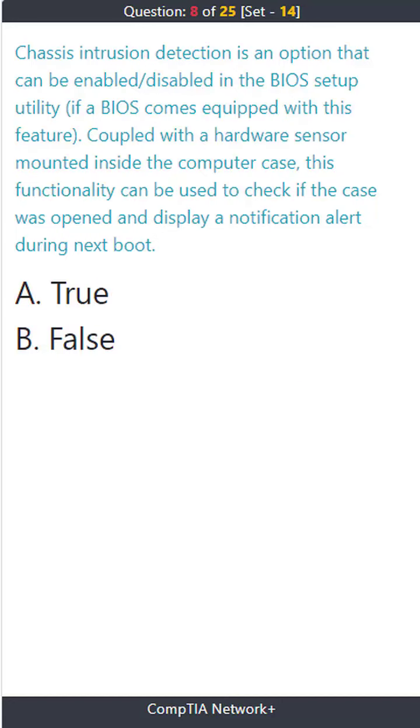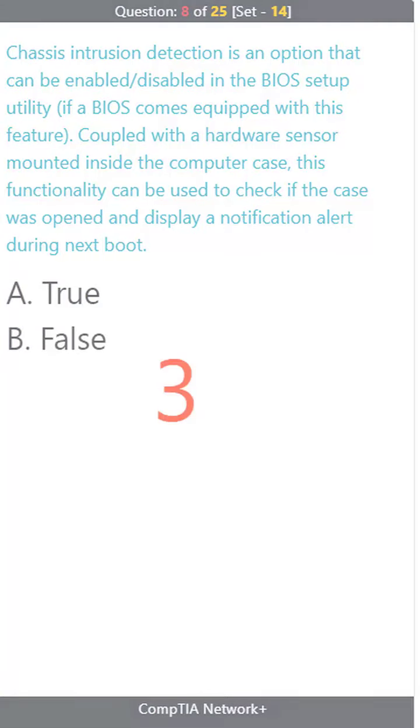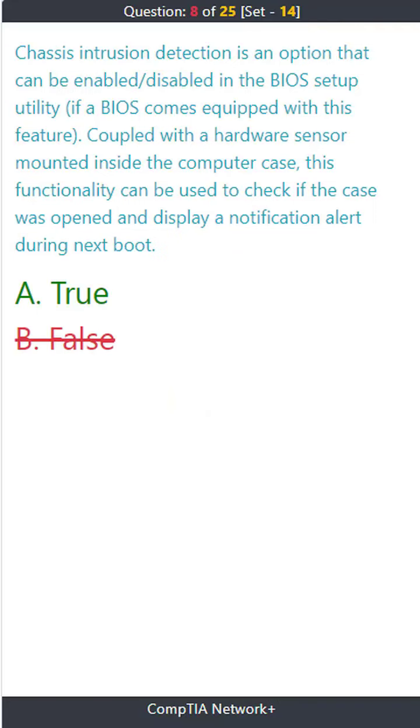Question 8. Chassis intrusion detection is an option that can be enabled or disabled in the BIOS setup utility, if a BIOS comes equipped with this feature. Coupled with a hardware sensor mounted inside the computer case, this functionality can be used to check if the case was opened and display a notification alert during next boot. A. True. B. False. The correct answer is A, True.